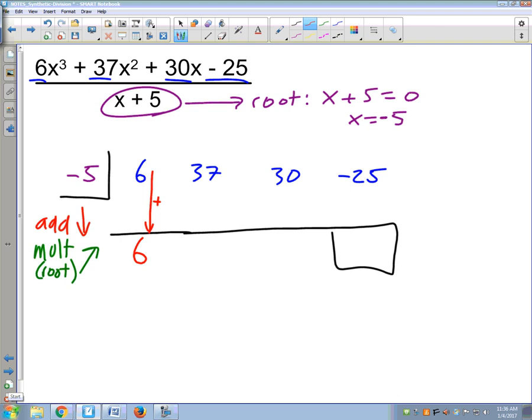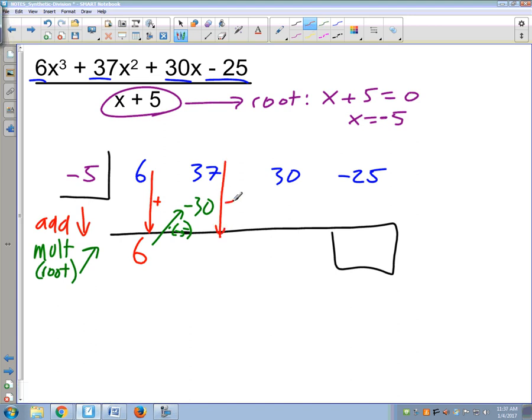Now I'm going to take that 6 that I just got and I'm going to multiply it. What am I multiplying it by? Times -5. Always by the root. Our root was -5. So I'm going to multiply 6 times -5 to get -30. -30 is going to sit right in that spot up there. We've gone 1 time through, and we just rinse and repeat until we're done.